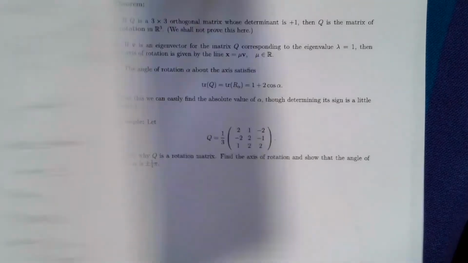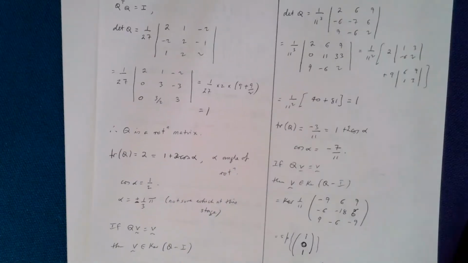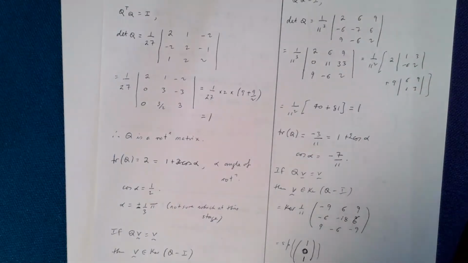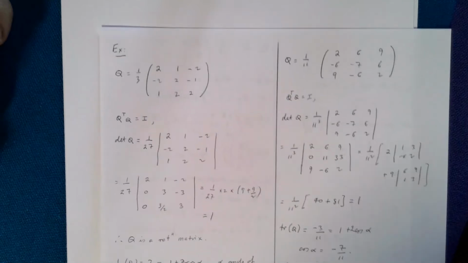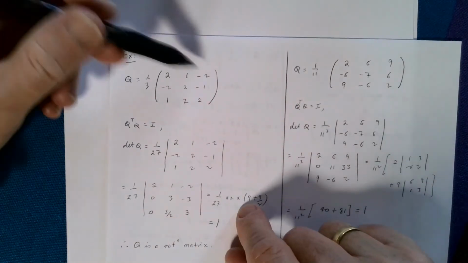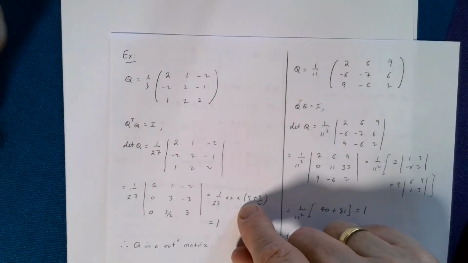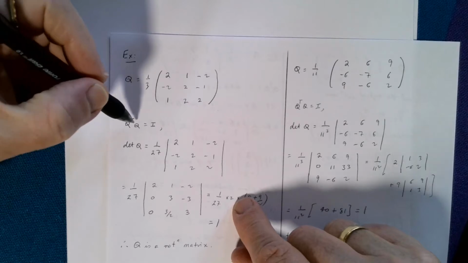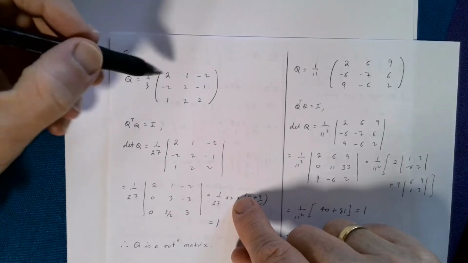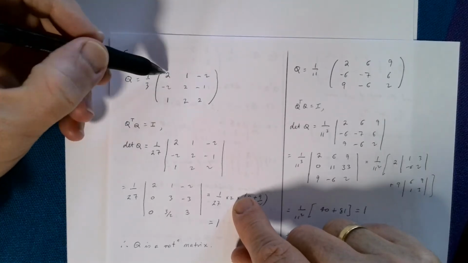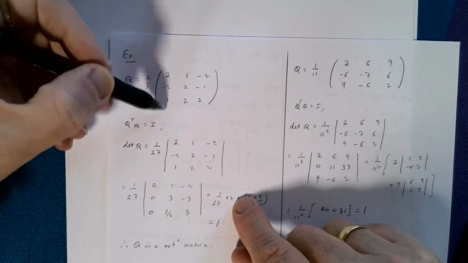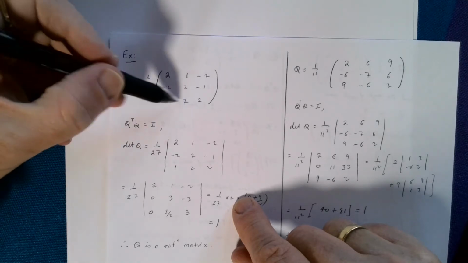So here's the worked solution to this. Here's our matrix Q, 1/3 times this matrix. I'll leave you to check that Q transpose Q is the identity. You can see if you take the dot product of, say, this column with this column, you'll get 2 plus 2 is 4 minus 4, 0.